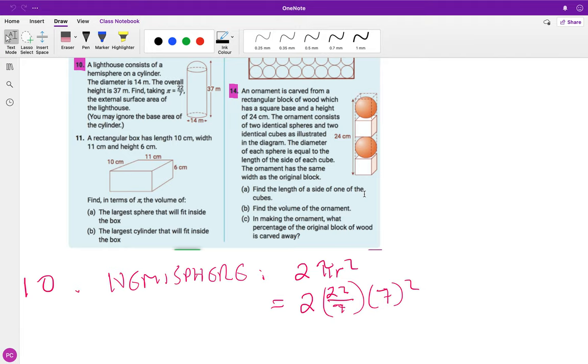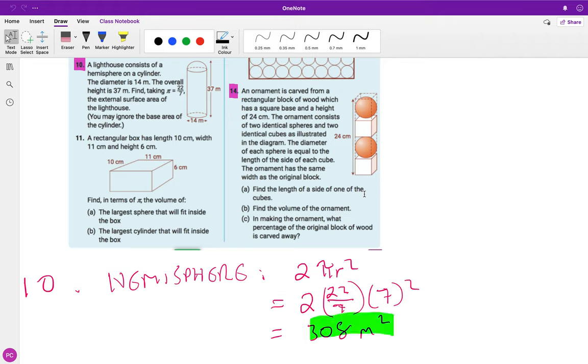When you work that out in your calculator, 7 sevens are 49, multiplied by 2, multiplied by 22 over 7, it gives you 308 meters squared. So that's our first answer. We found the surface area of the bit on top of the lighthouse.